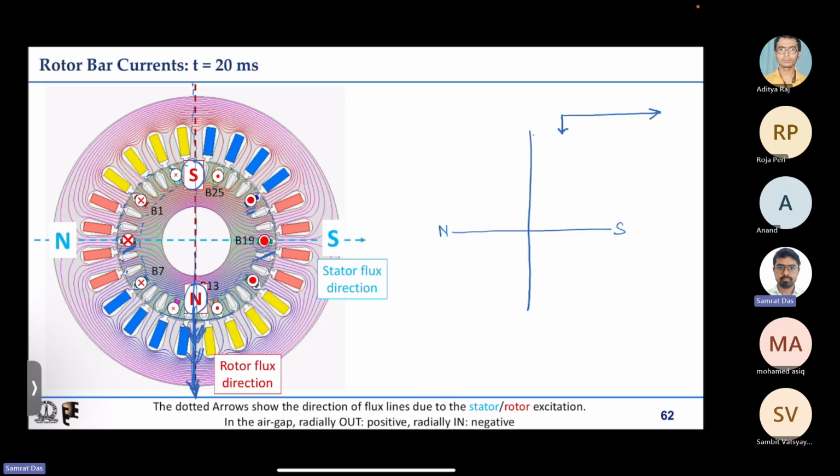Then the resultant will not be at 45 degrees, but it will only be a shifted version of the original flux. Earlier you can see that the peak is happening at 0 degree. Now you will see that the peak gets shifted in the downward direction. So probably this peak may happen somewhere here, and everywhere the flux density will have a little twist. That will be the resultant flux density.